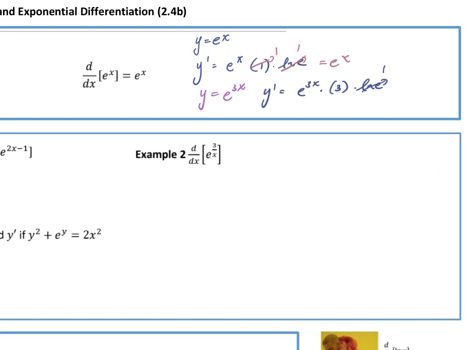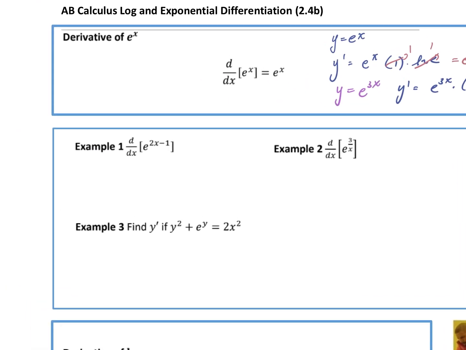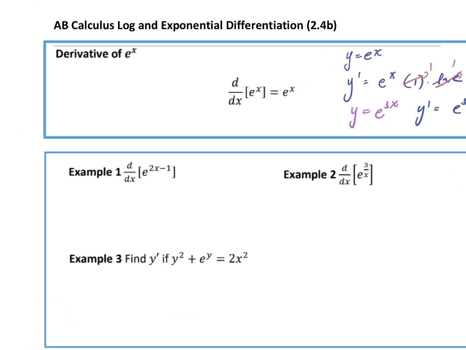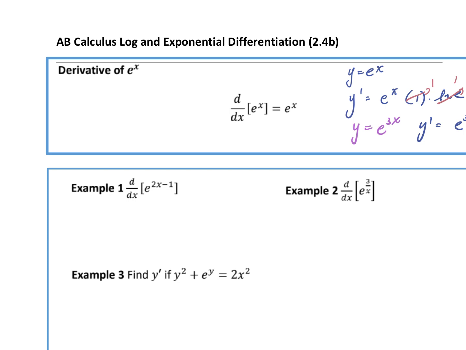All right, so let's work through these examples here for e to the x. So the first one, y prime, we're going to rewrite the original function, so e to the 2x minus 1, and then we're going to multiply it by the derivative of the exponent, which is 2. So we could rewrite this as 2e to the 2x minus 1.